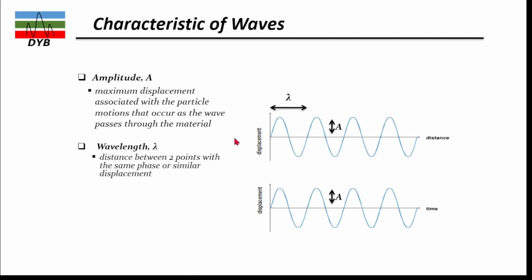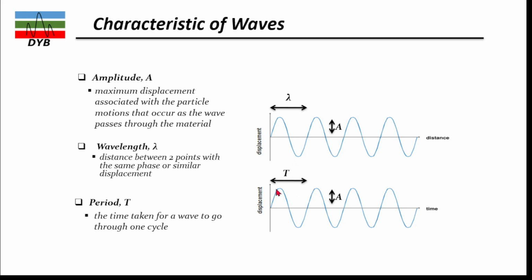And the second thing is wavelength, which is also known as lambda. So lambda or the wavelength can be measured from one cycle. This cycle starts from 0 and goes up to 0. So this is one cycle, which is lambda or the wavelength: the distance between 2 points with the same phase or the similar displacement, either from positive crossing to positive crossing.